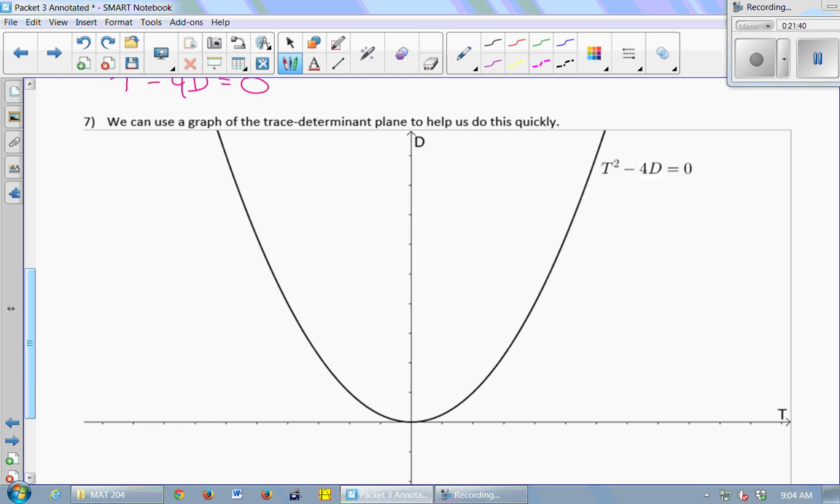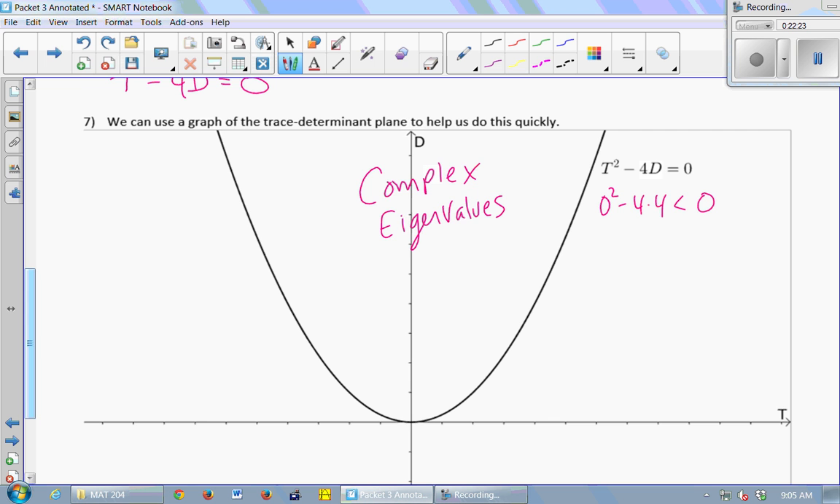So let's pick a point. Like, here's a point in here, like 0, 4, right? That's 0, 4. That's a T and a D, right? This is the trace determinant plane. So if I put 0 in for T and 4 in for D, I get something less than 0, right? I get a negative. So within here, I have all complex eigenvalues. But within the category of complex eigenvalues, there's two possible phase portraits. You could have a spiral source or a spiral sink.